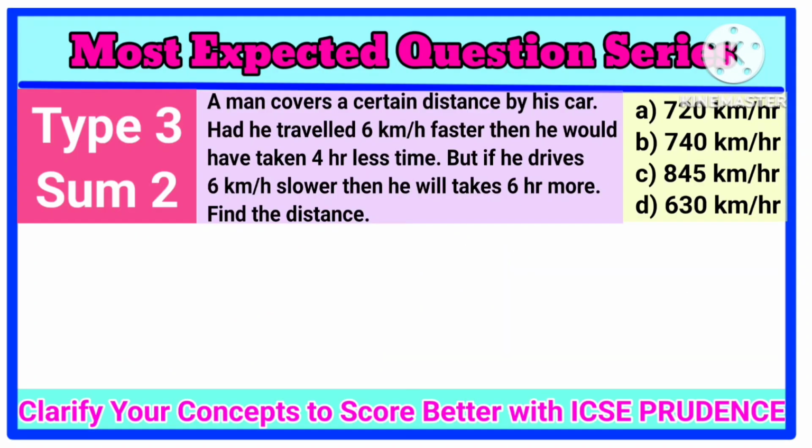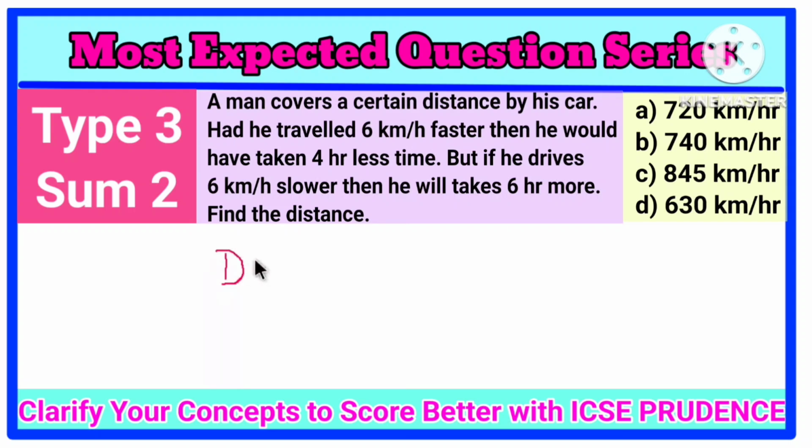So let us go through the next question. A man covers a certain distance by his car. Had he traveled 6 km per hour faster, then he would have taken 4 hours less time. So here also the distance is not said, it is said certain distance. The original speed is also not said, but the condition is given: if the speed is increased by 6 km per hour, then 4 hours less time would be taken. Another case is given: if he drives 6 km per hour slower, that means if he decreases the speed by 6 km per hour, then he takes 6 hours more.